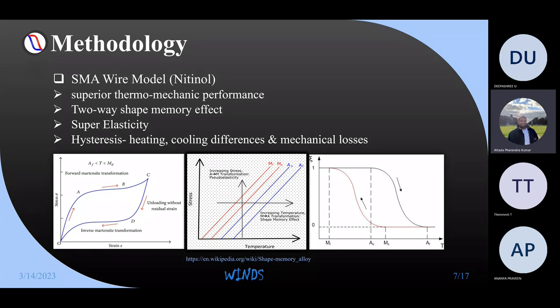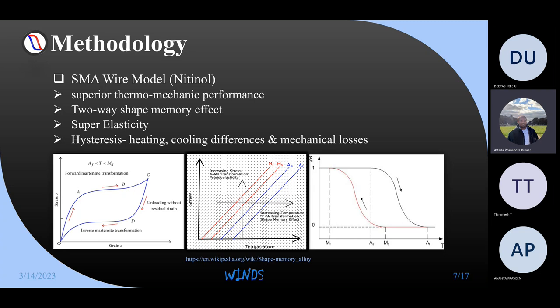One is it has a superior thermomechanical performance. It can work in thermal actuation and also mechanical actuation. And it has the shape memory effect. It means even if you heat it or cool it, there is a stability occurring with the SMAs. It regains its original position even if it goes to plastic deformation. And with super elasticity, when it goes to plasticity, it will also regain its original position.